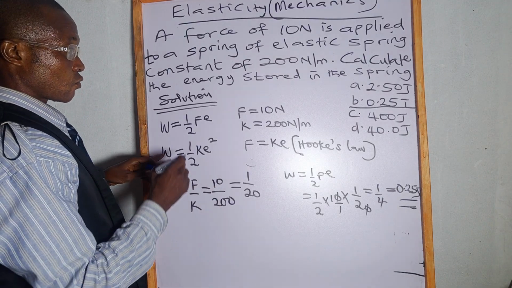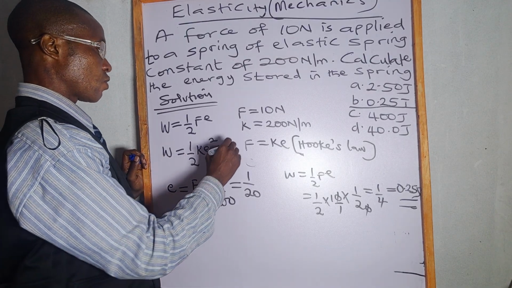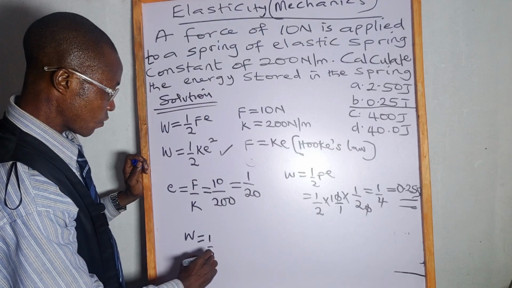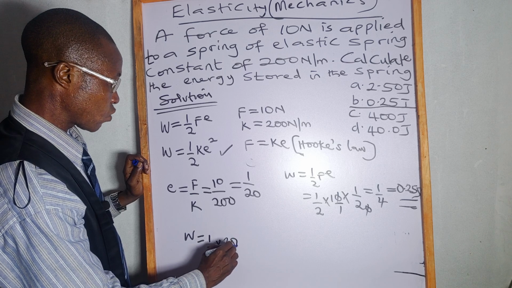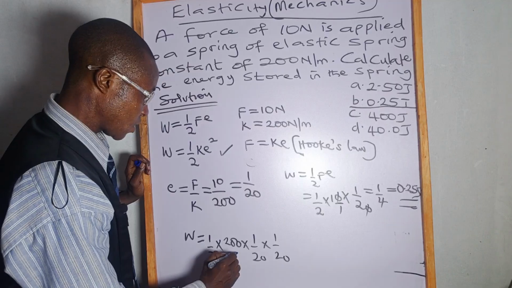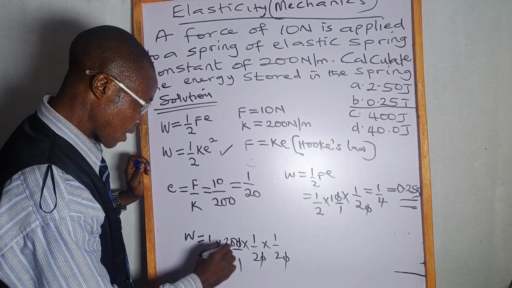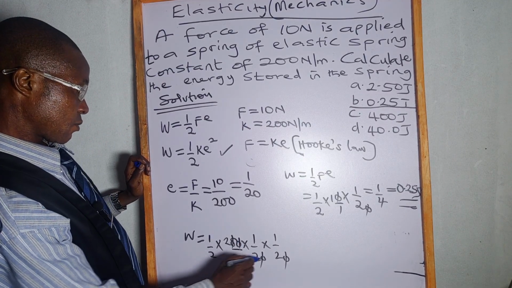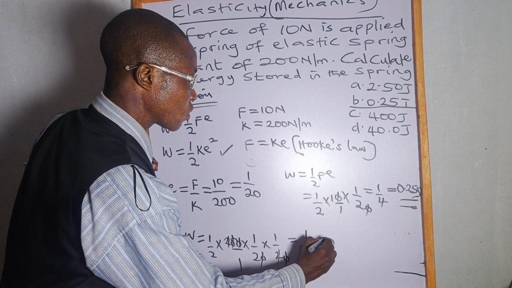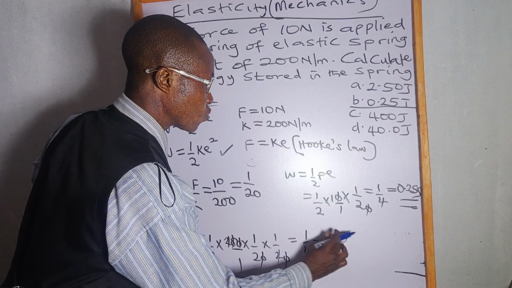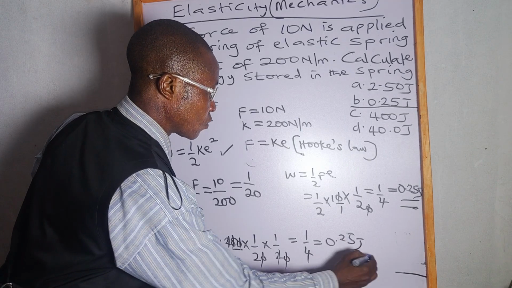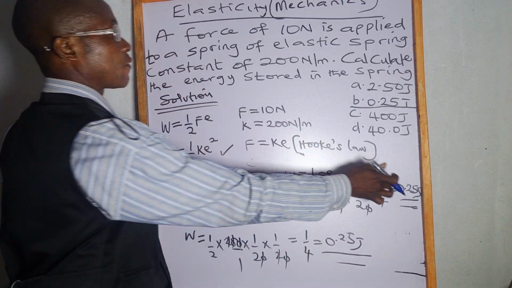If you try the second formula, you are still going to get the same answer. Let's try that. W is equal to 1/2 multiplied by K, which is 200, multiplied by e squared, that is 1 over 20 multiplied by 1 over 20 again. Zero cancels zero here, and zero cancels zero here. At the end of the day, you are left with 1 over 4, which also equates to 0.25 joule, the same as the former answer that we got.